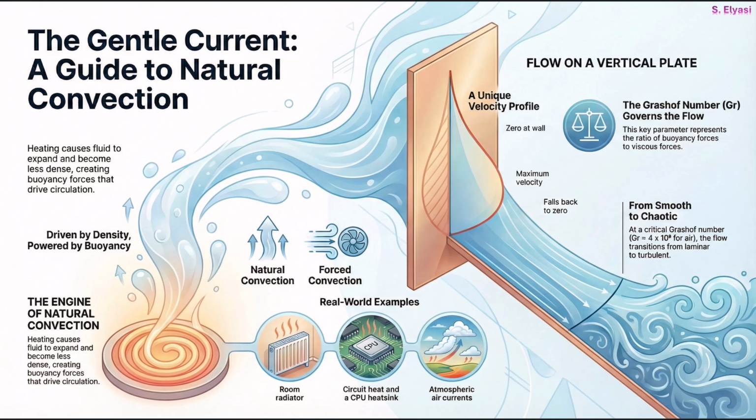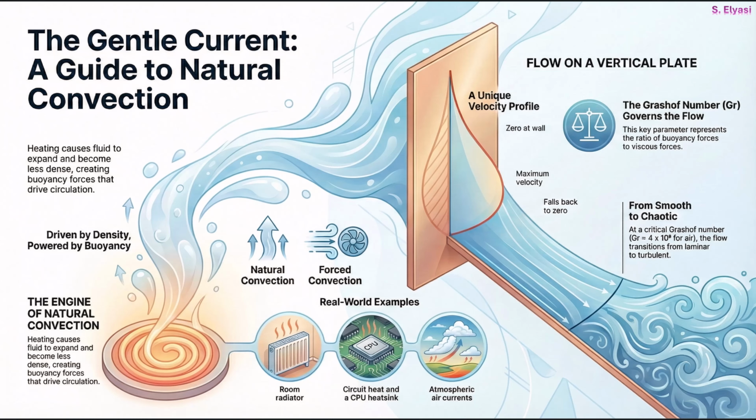Second, what about the physics that actually predict how this flow moves? Well, if you look at fluid moving along a surface, its speed isn't constant. It's zero right at the wall, hits a maximum a little ways out, then goes back to zero. This whole flow is governed by what's called the Grashof number.